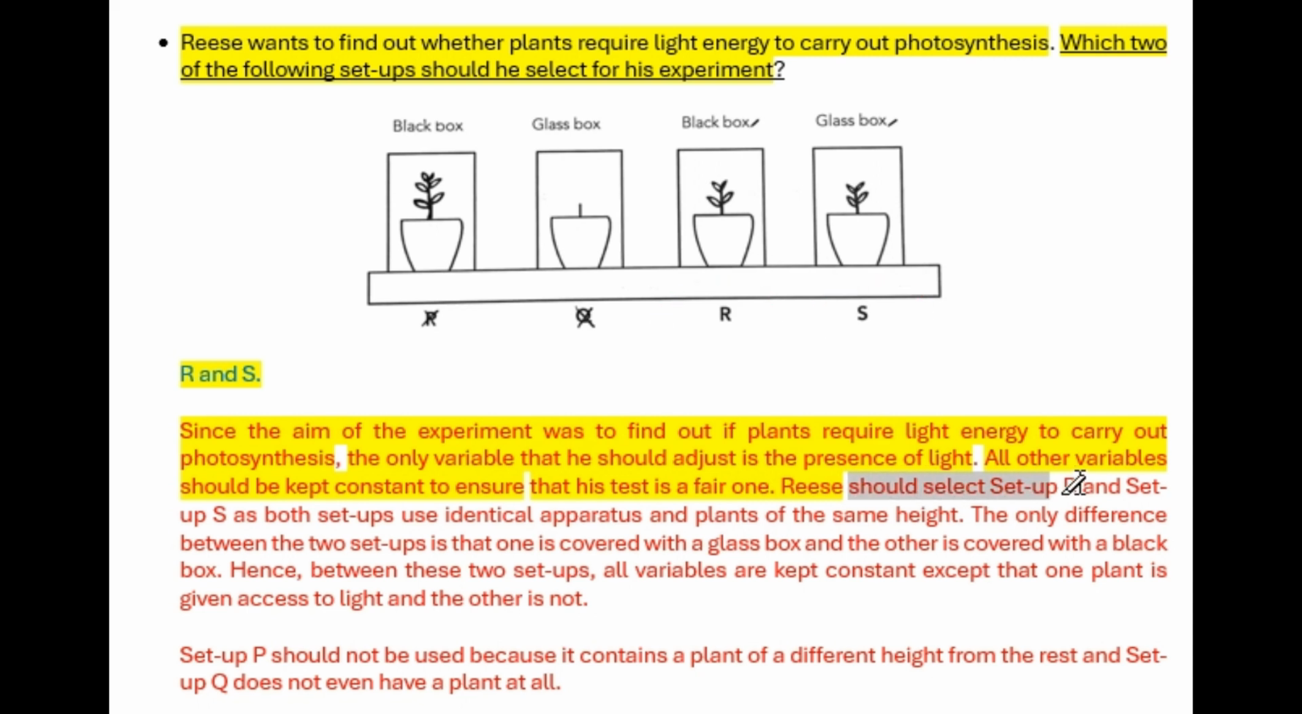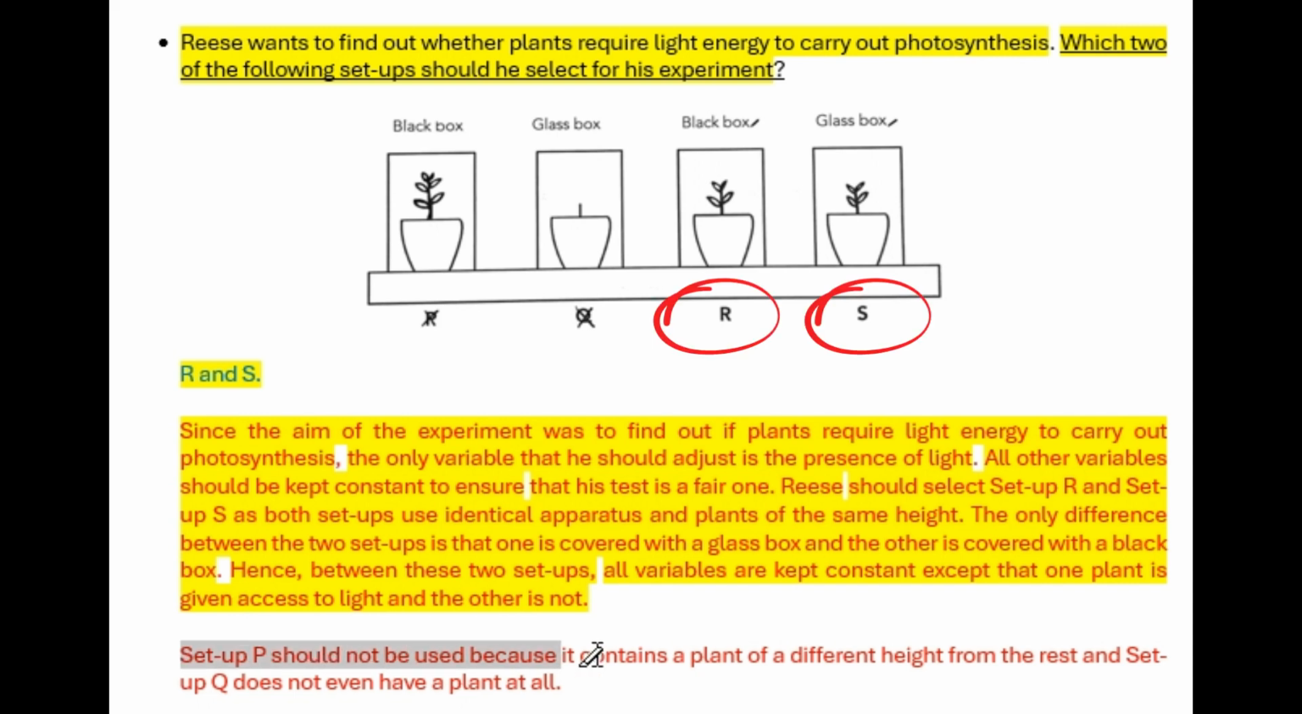Reese should select setup R and setup S, as both setups use identical apparatus and plants of the same height. The only difference between the two setups is that one is covered with a glass box and the other is covered with a black box. Hence, between these two setups, all variables are kept constant, except that one plant is given access to light and the other is not. Setup P should not be used because it contains a plant of a different height from the rest, and setup Q does not even have a plant at all.